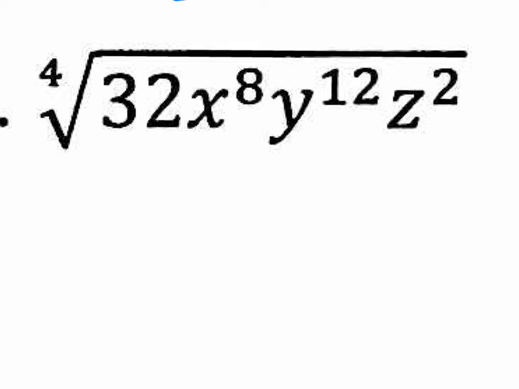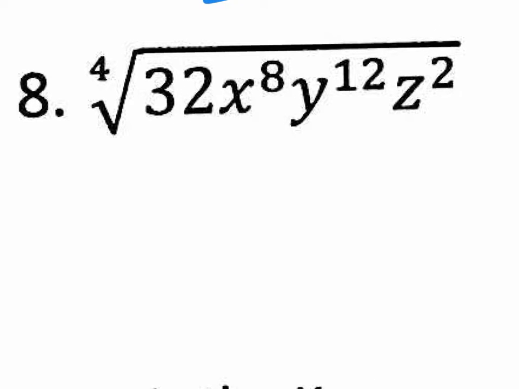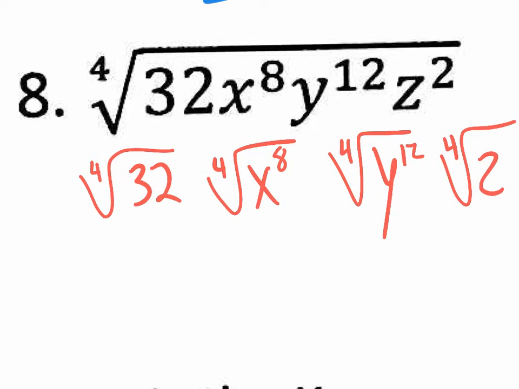The fourth root of that craziness. Copy that down, please. And this is technically number 8 right here. The fourth root of that stuff right there. Excellent. Somebody already said it. It's easy because we're going to break it up, right? You're going to split that fourth root, the fourth root of 32, the fourth root of x to the 8th, the fourth root of y to the 12th, the fourth root of z to the 2nd.